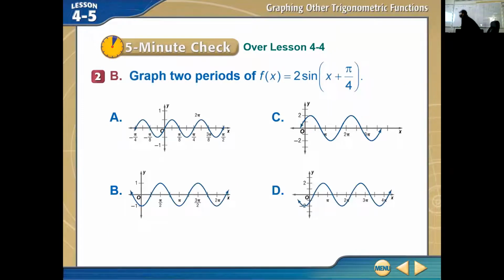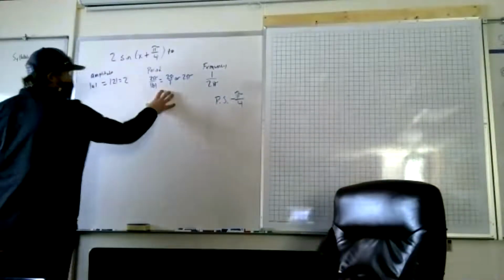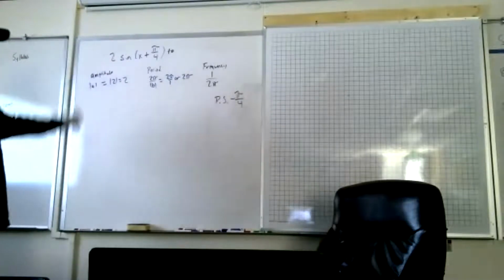Okay, graph 2 periods of 2 sine of x plus pi fourths. So we have the same equation. So luckily, most of our stuff is already taken advantage of. We already found our phase shift was negative pi fourths on this one. Because I found my amplitude, I found my period, I found my phase shift, and I found vertical translation.